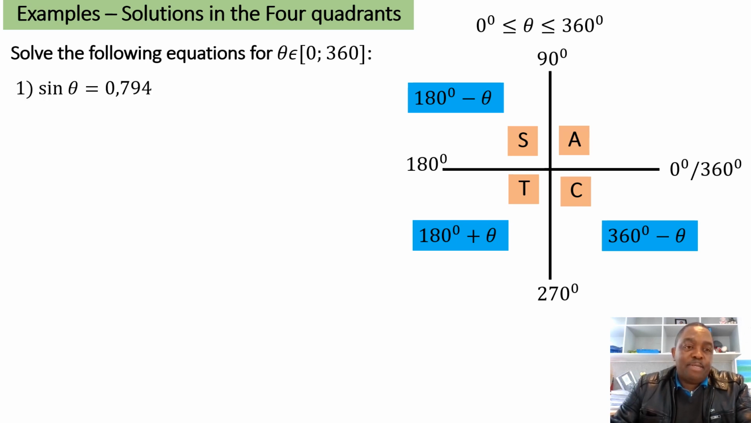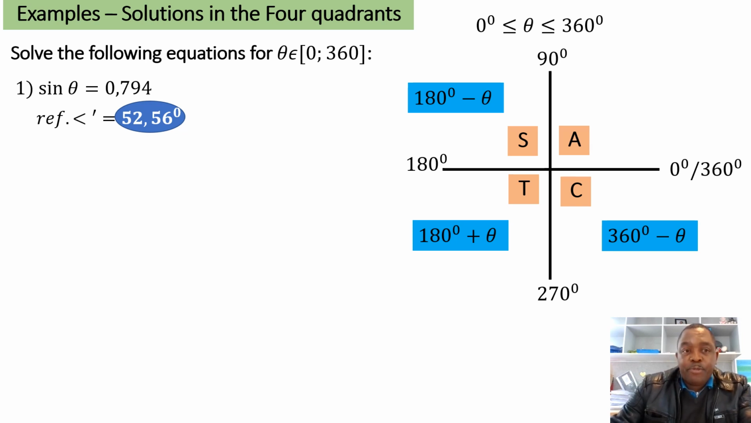Look at the first example. Sine theta is equal to 0.794. This equation is ready for a calculator, and we have to find the reference angle. Take note, when you first punch your calculator, now you're going to talk about your reference angle. Sometimes other people call it a calculator angle. It's the same thing, it's perfectly fine. Shift sine 0.794 would have given us 52.56. Perfect. Now that's a reference angle.